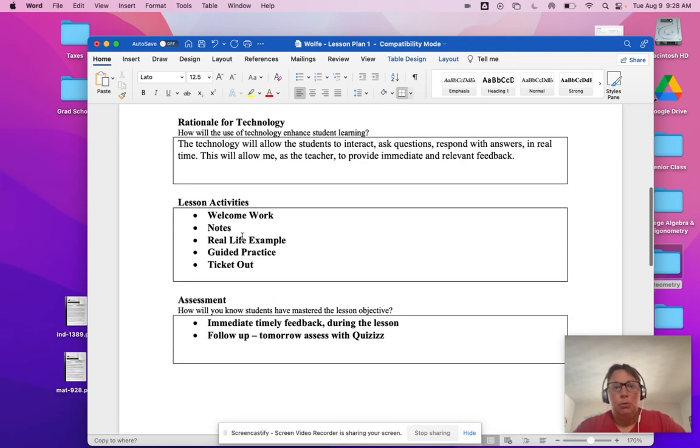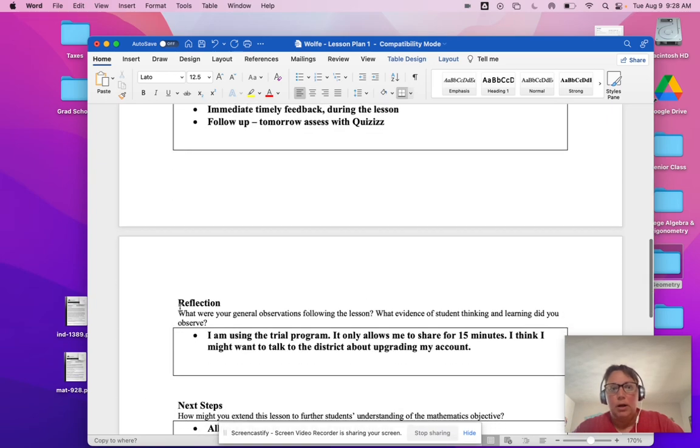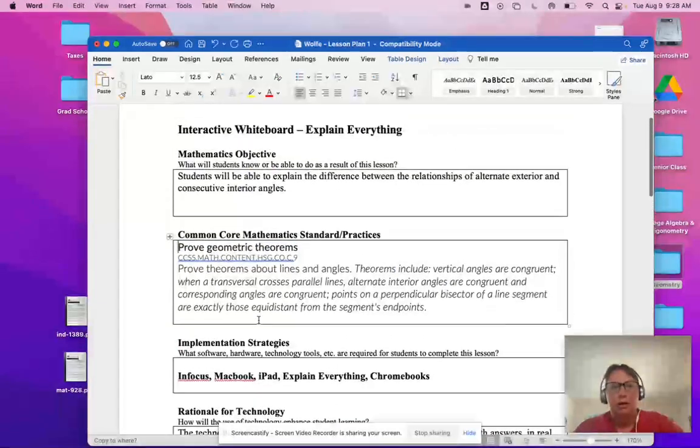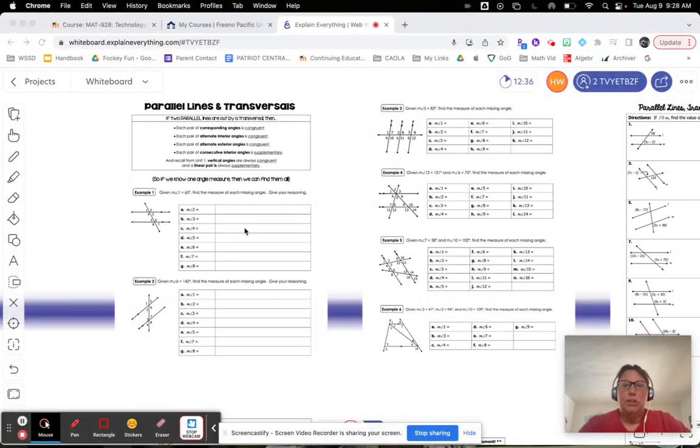So again, a basic welcome work. I have that on the board normally, and then I have notes, real life examples, some guided practices, and ticket outs. So the interesting part, and then you can read all of this, but I just wanted to be able to show you what I've kind of learned through this process. I read about it in your discussion board and the capabilities of what it has.